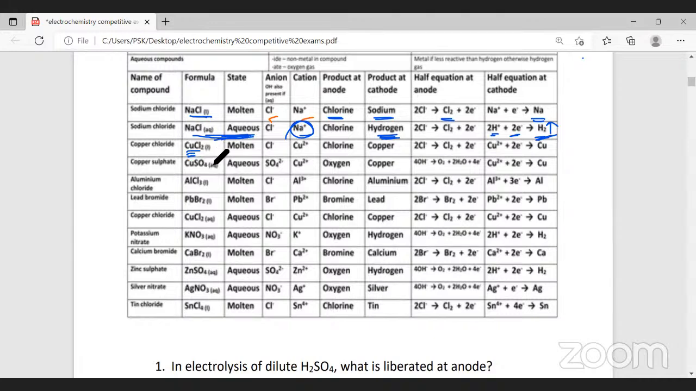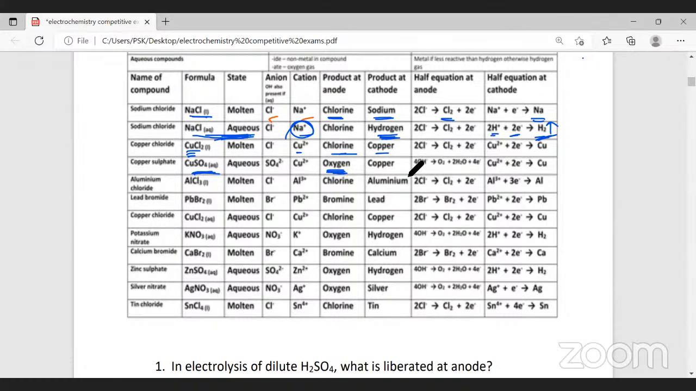Similarly, another example, cupric chloride. It's molten cupric chloride. So chloride ion at anode, copper ion at what? Cathode. So the product at anode is what? Chlorine gets liberated at anode, copper gets deposited at cathode. But if you take aqueous copper sulfate solution, we have sulfate and copper 2 plus ions.